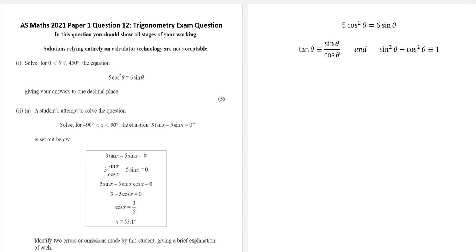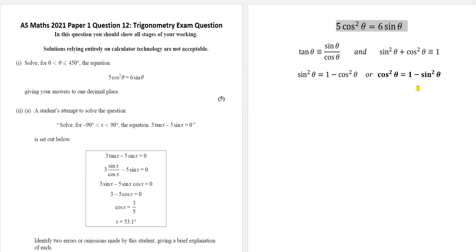What that means is, anytime we see sine squared theta or cos squared theta, we can replace it with something involving the other one. So for instance, sine squared theta can be thought of as 1 minus cos squared theta, or alternatively, cos squared theta can be thought of as 1 minus sine squared theta. And that's really important because in this context, we have a problem that would be more readily solved if we could write cos squared theta in terms of sine squared theta.